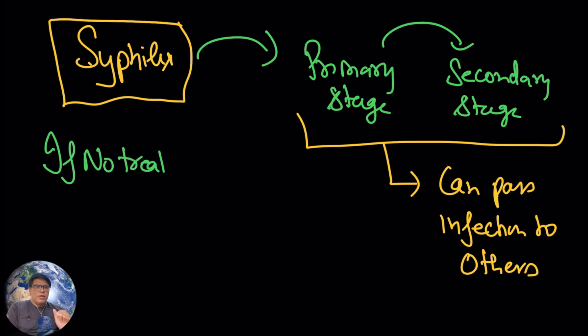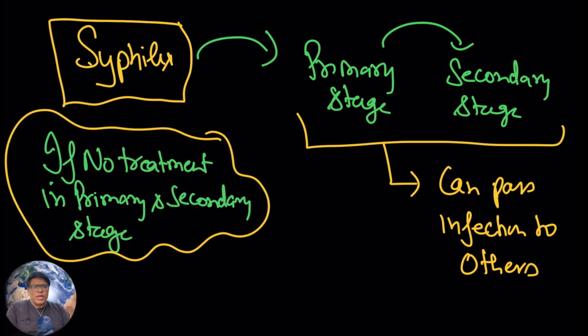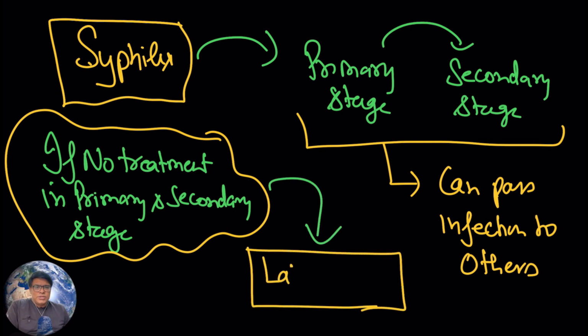Now if person B does not take any kind of treatment in the primary and secondary stage, there is a lot of chance the disease will go into the latent stage.